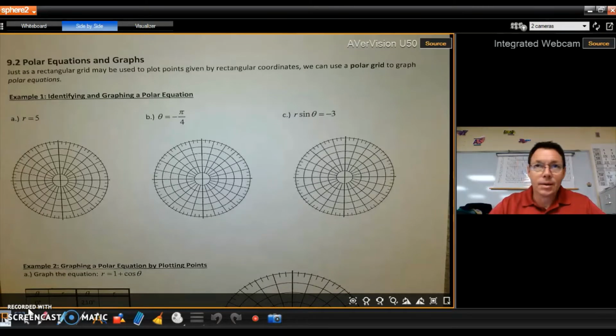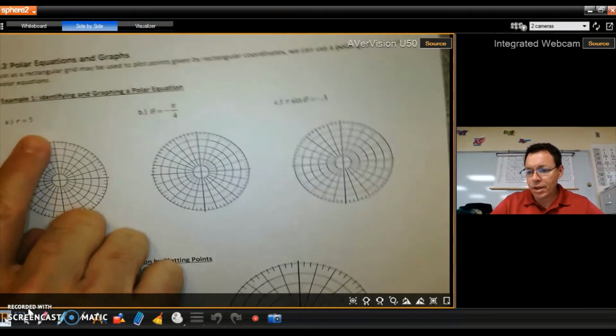Okay, so we're used to equations with x's and y's, and since x's and y's can also be written as r's and thetas, you can also have what are called polar equations as well. And today you're going to see some polar equations, and we're going to graph them. Now we're going to start off with some really basic polar equations, like r equals 5.